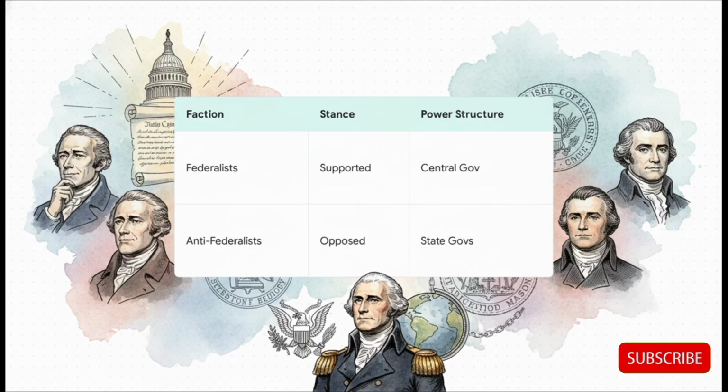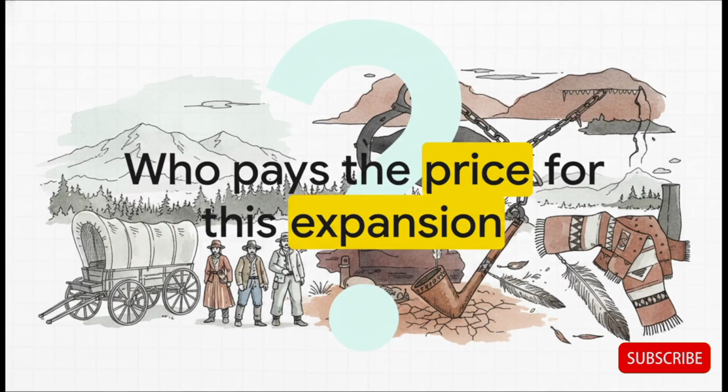Conversely, the anti-federalists feared a powerful central government would simply become a new tyrant, so they heavily favored state sovereignty. Ultimately, the Federalists won that debate, and George Washington became our very first president under this new, robust framework. So, the young republic survives its early political trials, and very quickly, its eyes turn westward.